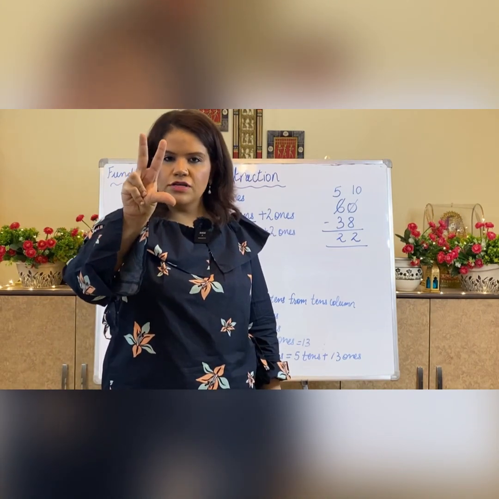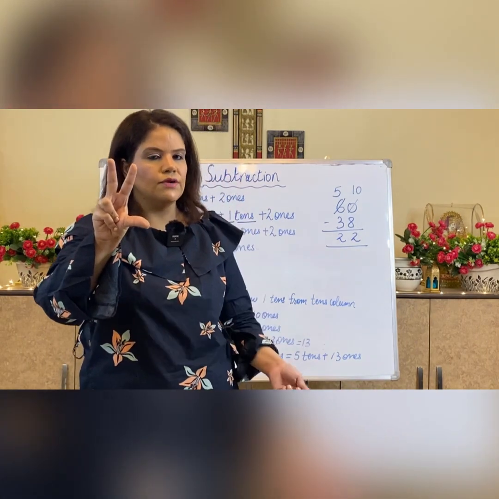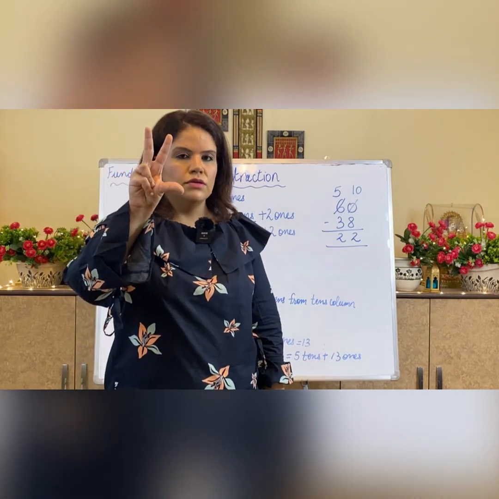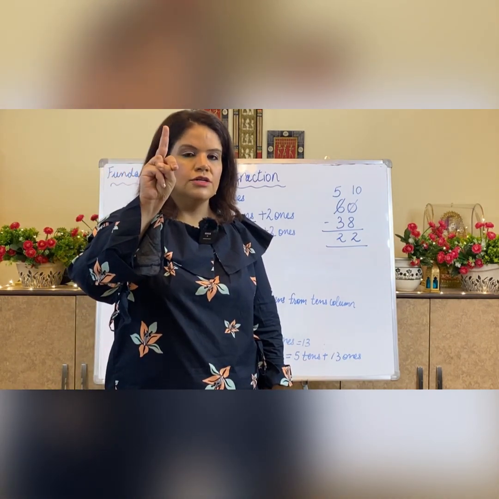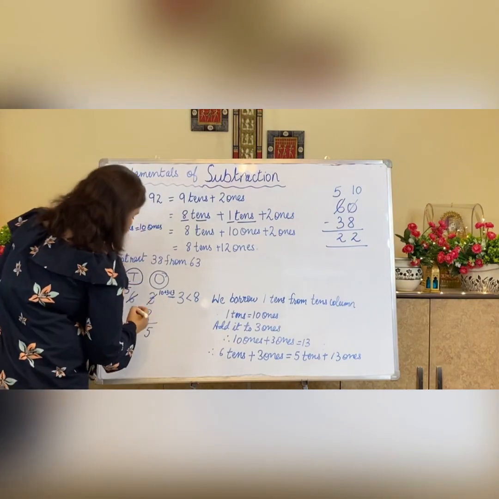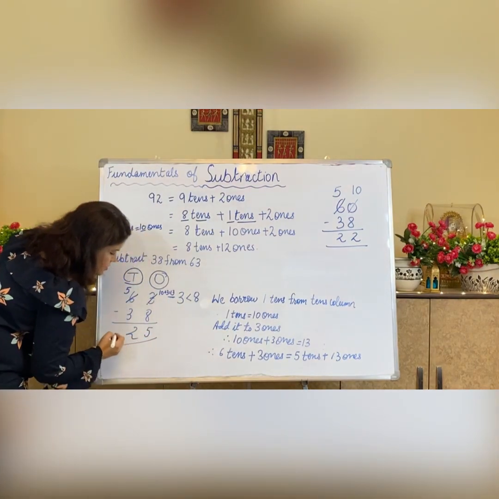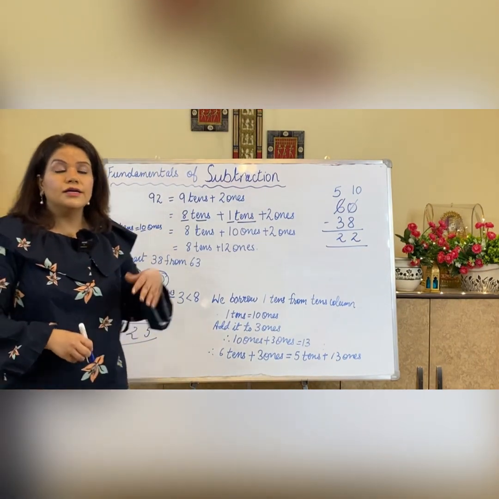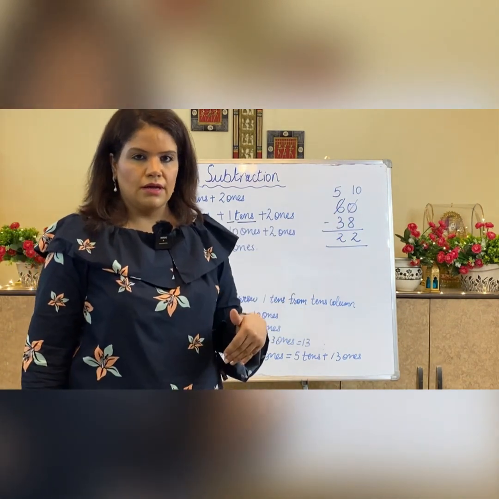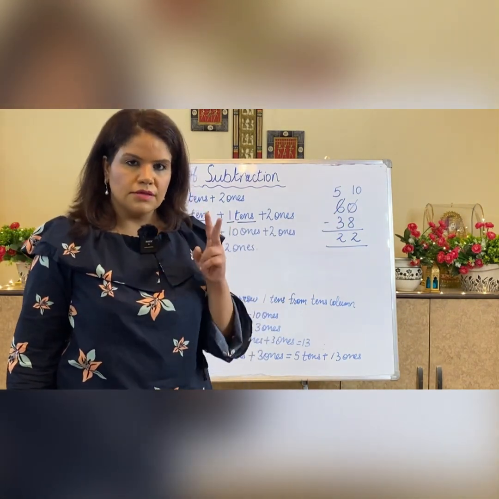So I will first raise 3 fingers and I will do the reverse counting. How will I do it? 4, 3, 2. So this 25 is my answer. Is it clear? We are taking reverse counting. Two things we are doing in subtraction.